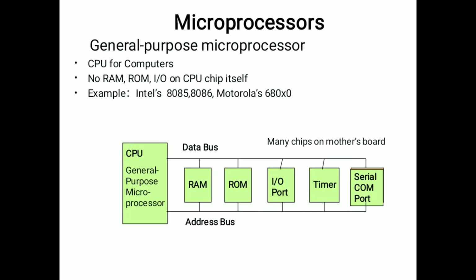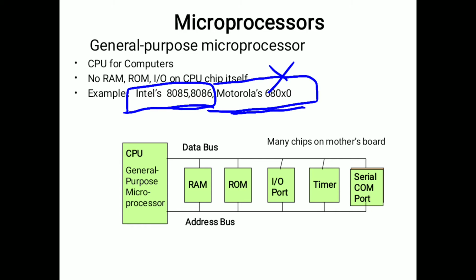Let's talk about the microprocessor. Microprocessors are general purpose processors. It is called the CPU of the computer. In a microprocessor there is no RAM, no ROM, no read only memory, no input output interfaces in the chip itself. Examples of microprocessors are 8085, 8086, and Motorola. Generally we use the Intel microprocessors 8085 and 8086, and if we go for Motorola microprocessors, then the 68 series is for Motorola.